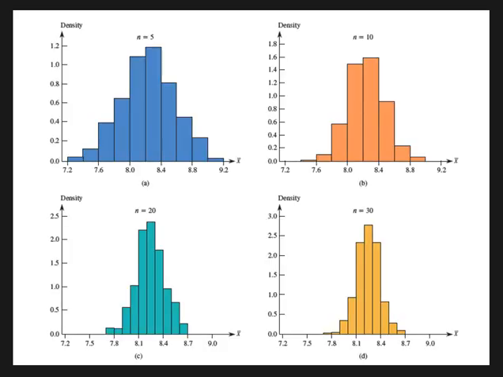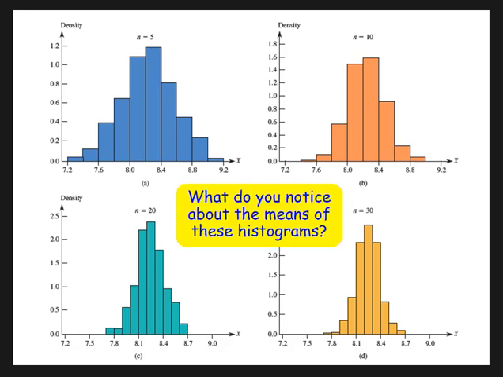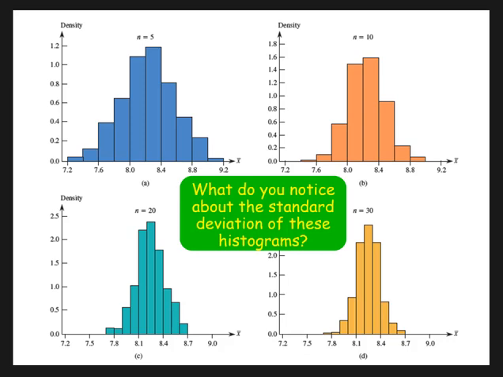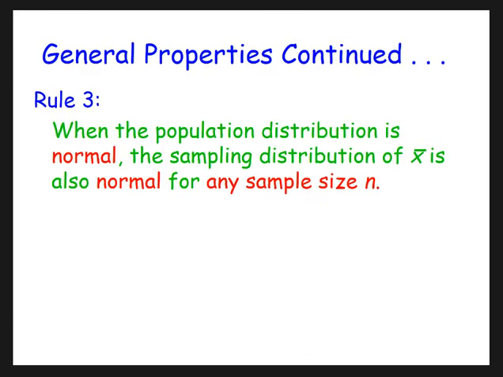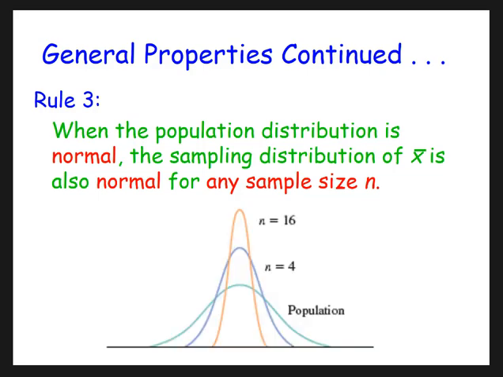And what we see here, this is for n equals 5, we get that distribution of sample means. This is for n equals 10, n equals 20, n equals 30. You can see at n equals 30, it is almost perfectly symmetrical. The larger our sample size is, the more normally distributed that histogram becomes. So, general properties: when the population distribution is normal, the sampling distribution of X bar is also normal for any sample size. If the population is not normal, the sampling distribution will only be normal if we have a large sample size.